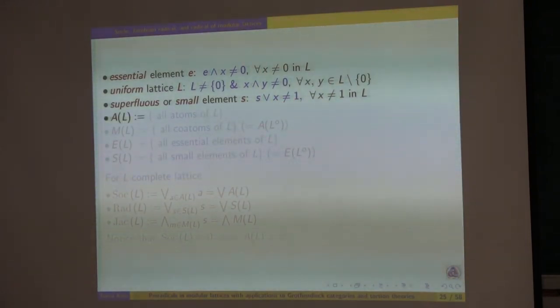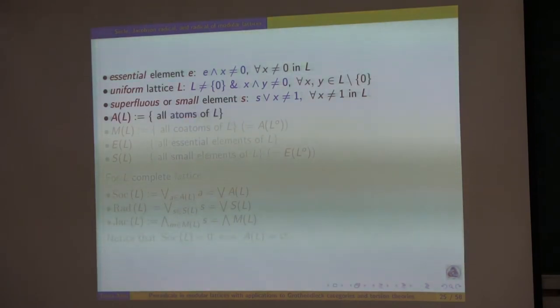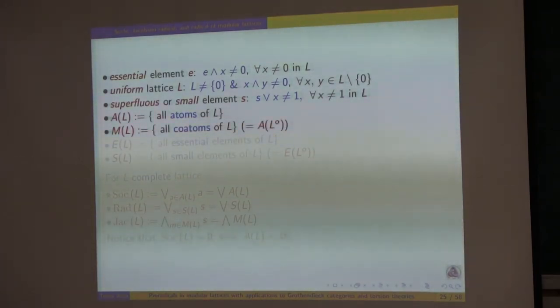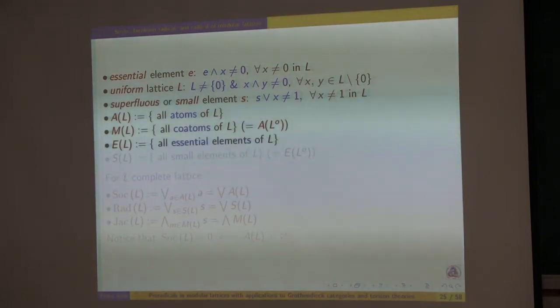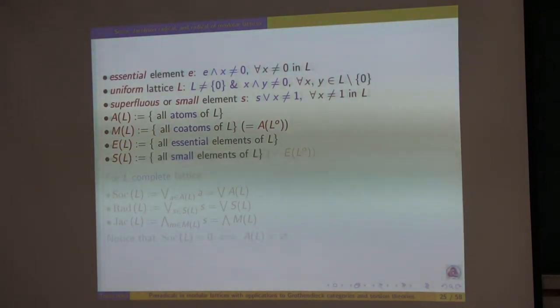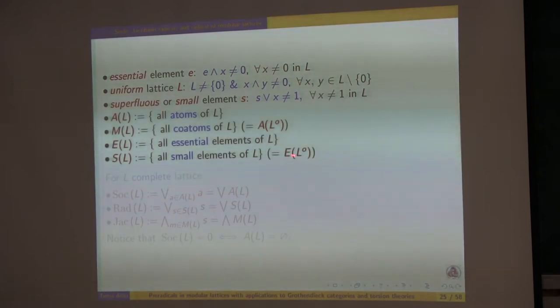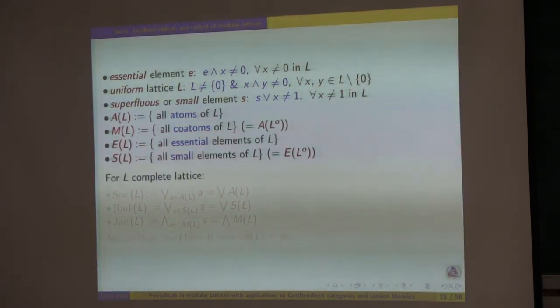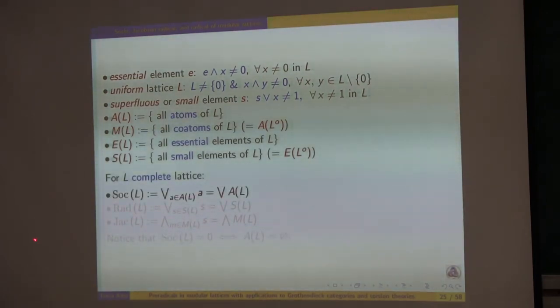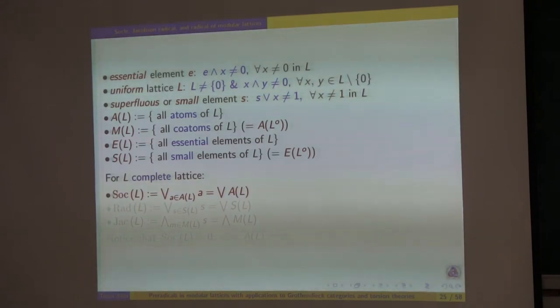So A of L is the set of all atoms. M of L is the set of all coatoms, M from maximal, and exactly the atoms of this opposite. E of L, the set of all essential elements, and S of L, the set of all small elements. Exactly the essential elements of this opposite lattice. And for a complete lattice, we denote the socle is the join of all atoms. If there is no atom, in that case, the join is zero. Radical.